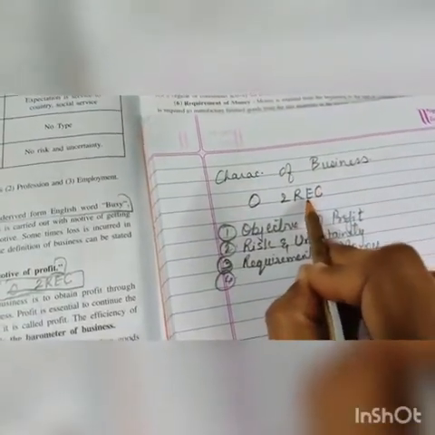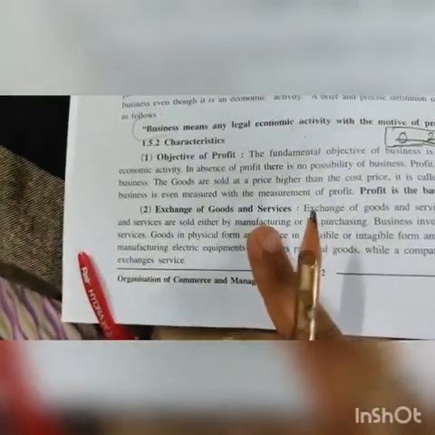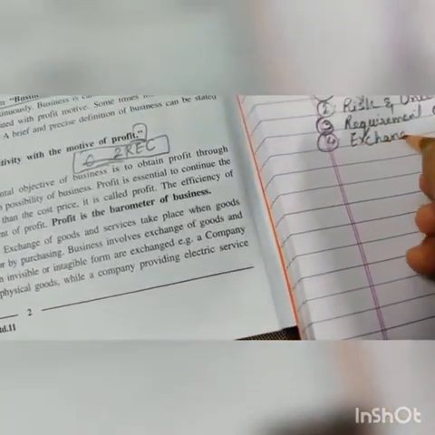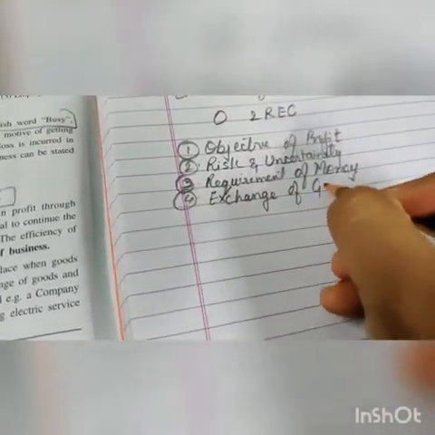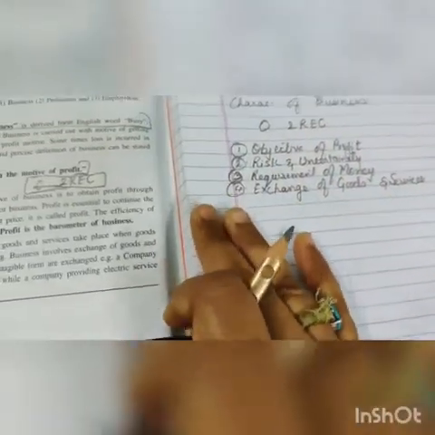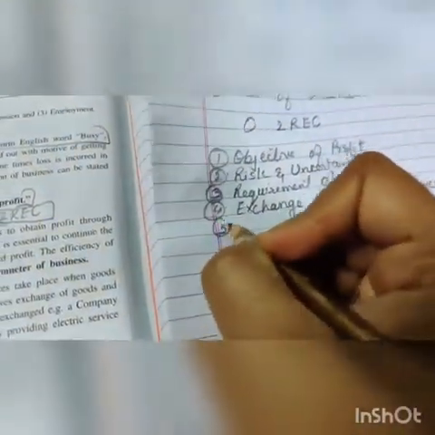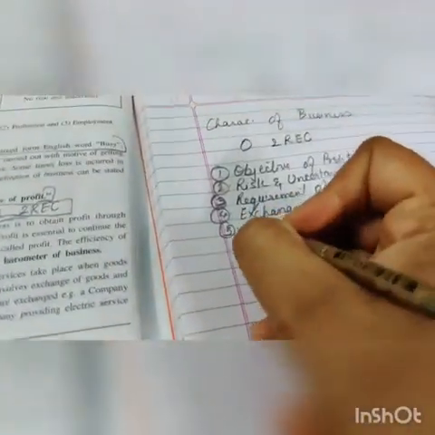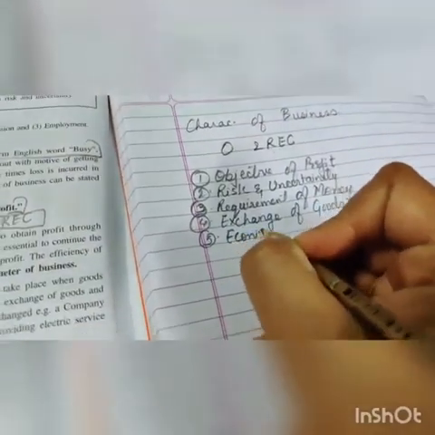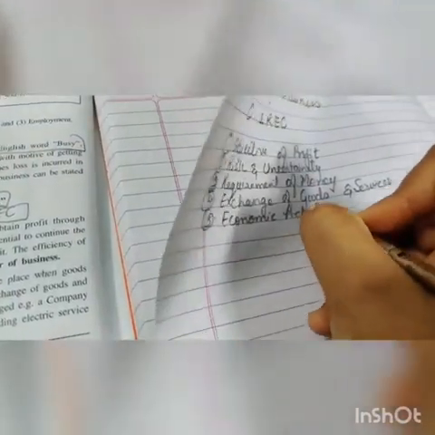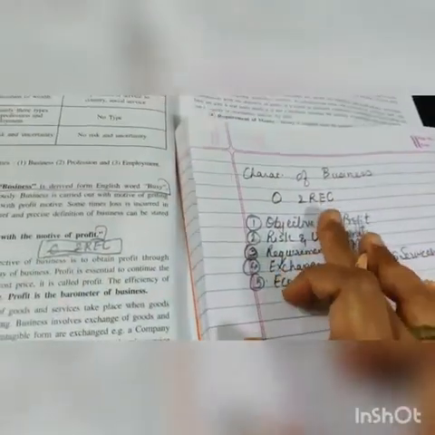Fourth, what is it? Now 2 times E will come. So the first E is exchange of goods and services. So we will write down here exchange of goods and services. Then fifth point, again E will come. So see what is there? The next point is economic activity. So here, economic activity. Okay, then the 2 times E is over. Now C. So see what is C?